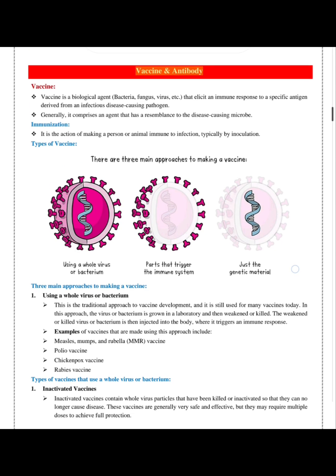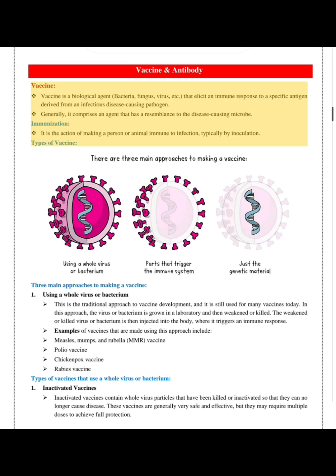Vaccine and antibody. Vaccine. A vaccine is a biological agent, such as bacteria, fungus, or virus, that elicits an immune response to a specific antigen derived from an infectious disease-causing pathogen. Generally, it comprises an agent that resembles the disease-causing microbe. Immunization. It is the action of making a person or animal immune to infection, typically by inoculation.